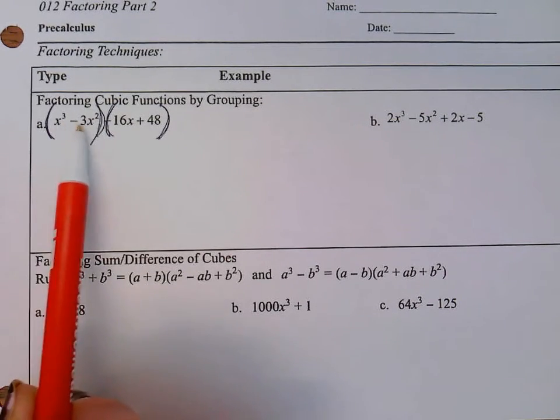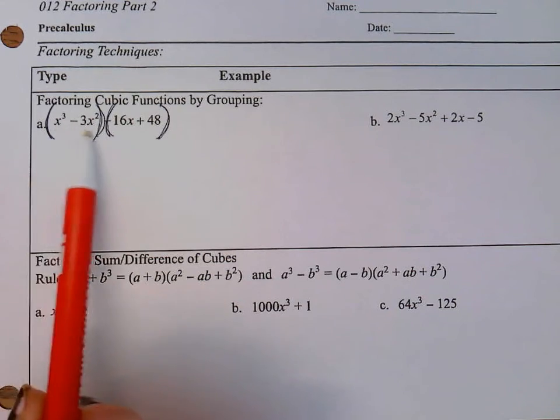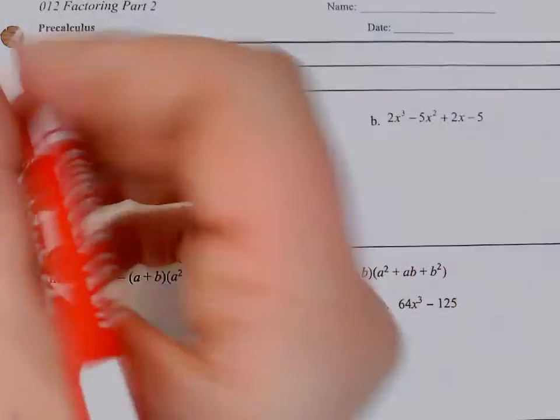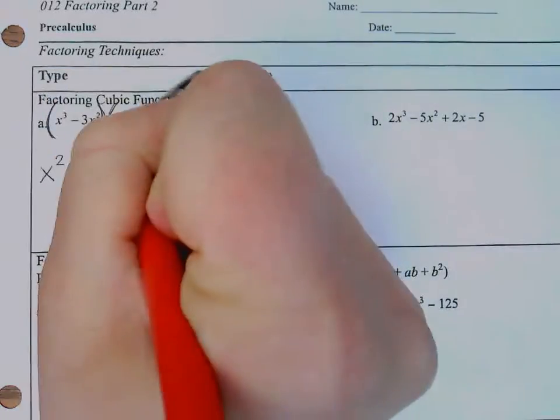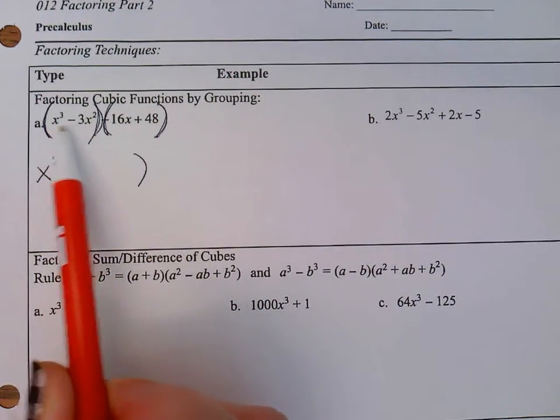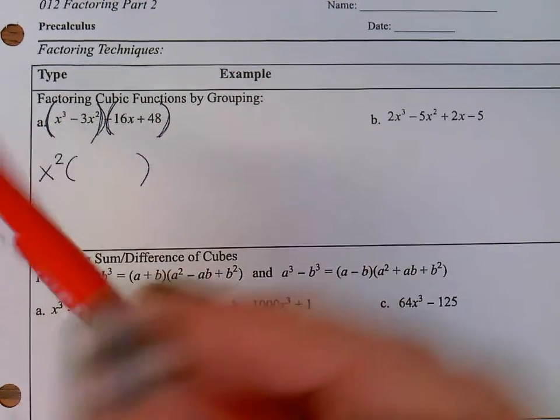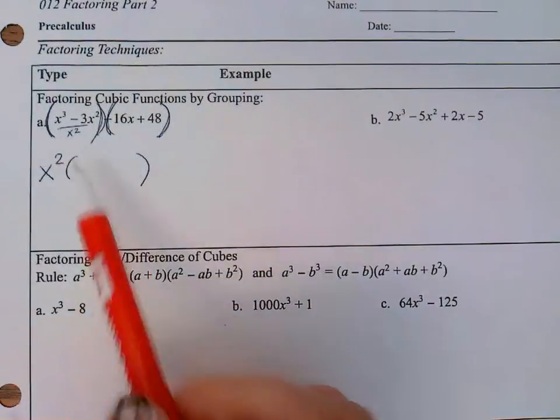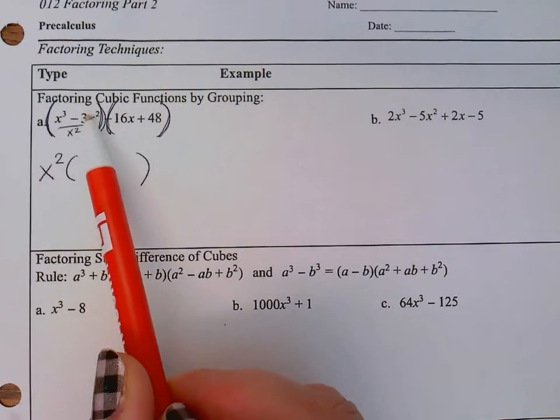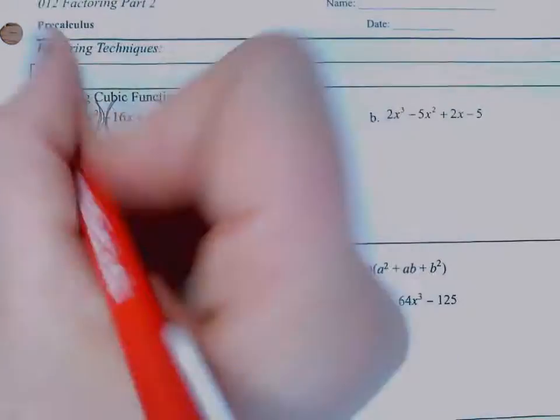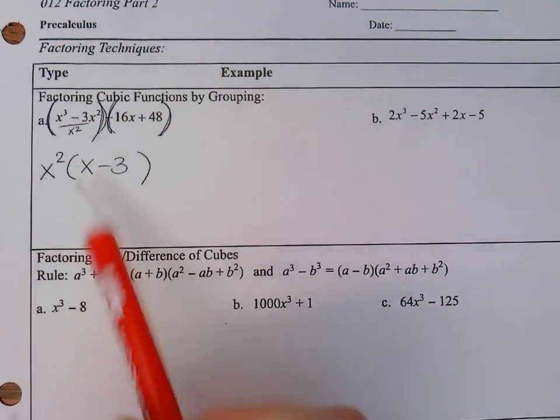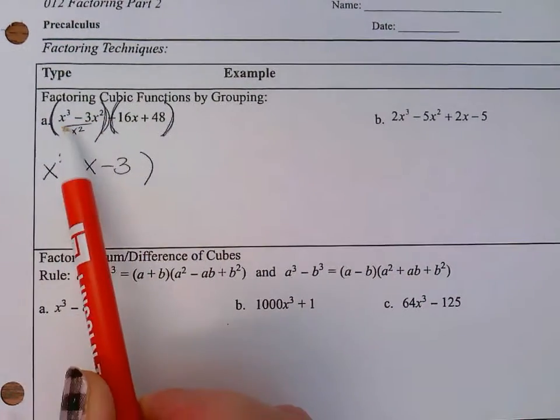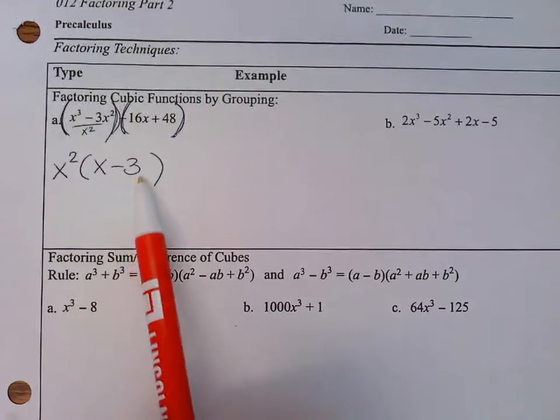So the greatest common factor here is just x squared, because I can divide both terms by x squared. So if I divide both of these terms by x squared, see how I have x left and -3 left. So x minus 3 goes in that first parenthesis. There's my greatest common factor, and there's what's left.